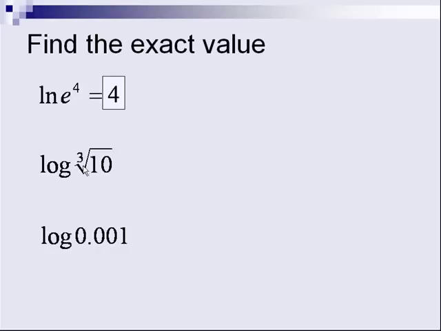The log of the cube root of 10, I can try the same thing. Rewrite this as a base of 10 to a power, since I have a base of 10 in my log. I can rewrite cube root as a 1/3 power. And so the log base 10 of 10 to the 1/3 is 1/3. Alright, so we just get 1/3 for that. And then the log of 0.001, again, I want to try to rewrite that with a base of 10.